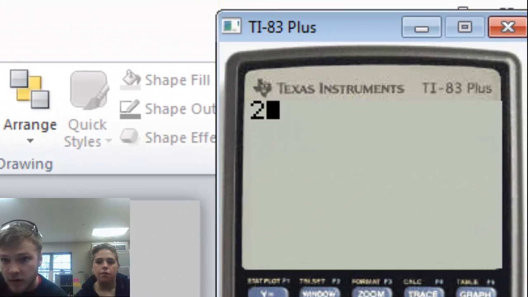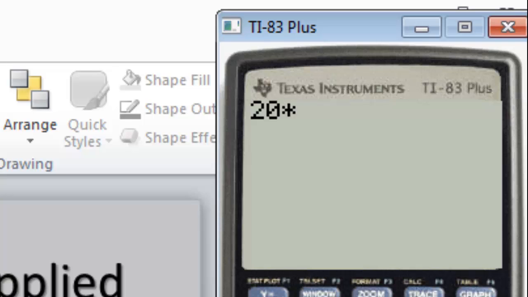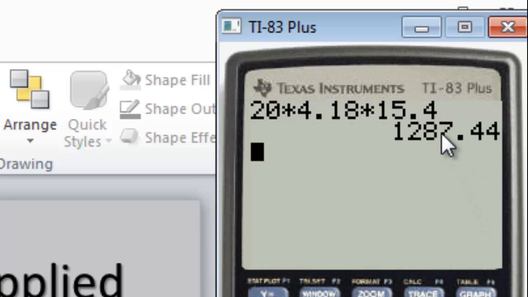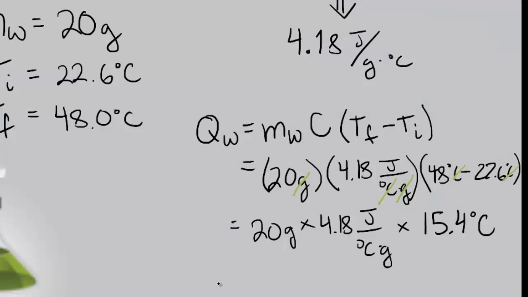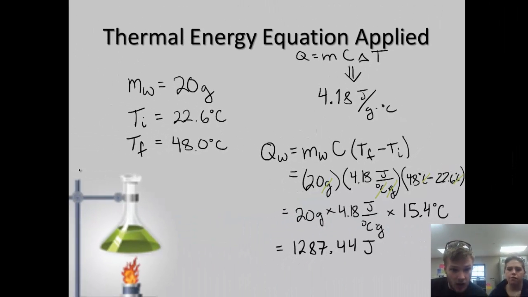We've got 20 times 4.18 times 15.4, and I get 1287.44. And what's the unit? Remember, we're just doing Q, and Q is in units of joules, so this is joules. That was the amount of heat absorbed by the water. Let's convert this to kilojoules.